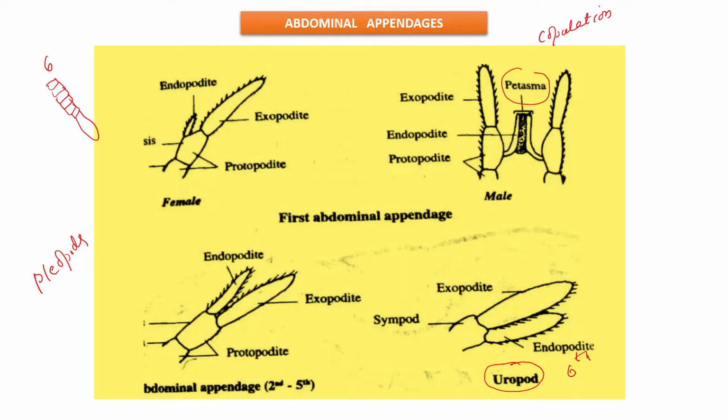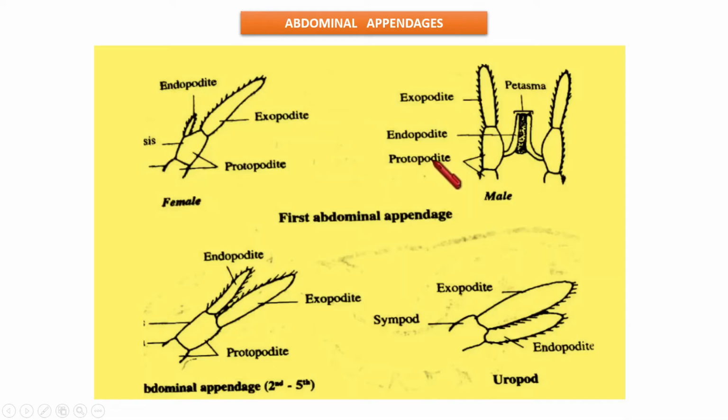And the remaining 5, 1, 2, 3, 4, 5. With regard to the first pair, there is a specialty difference in male and female. And then the remaining, how many are there? 3. 1, 2, 3 appendages are there. And all these 3 possess similarly shaped appendages, pleopods. Its image is shown here. That's all about abdominal appendages.